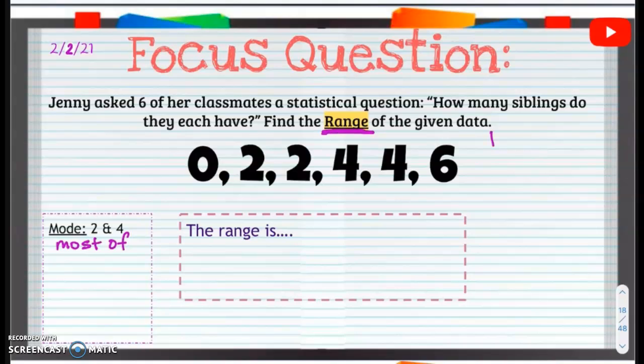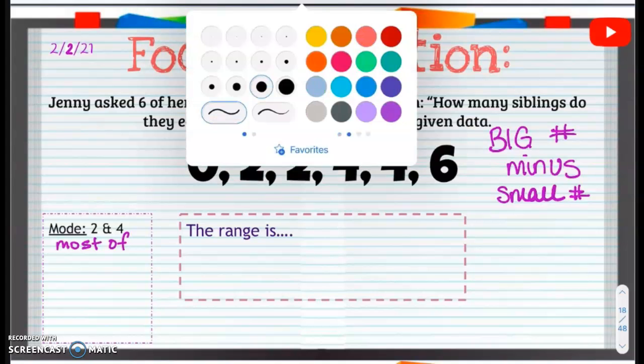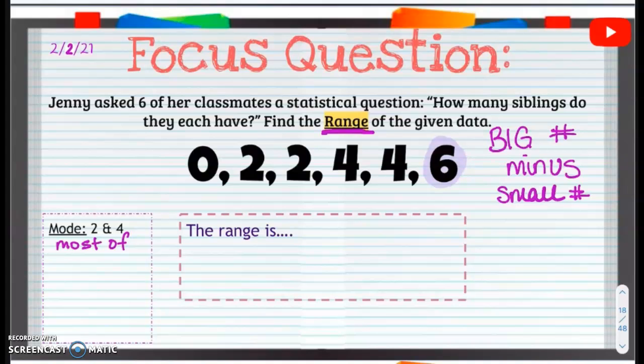The range is the biggest number minus the smallest number. So the biggest number minus the smallest number. So that biggest number is going to be 6 here, and the smallest number is going to be 0. So our range is going to be 6 minus 0, which is just 6. So our range is going to be 6.